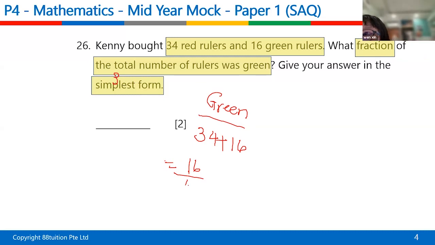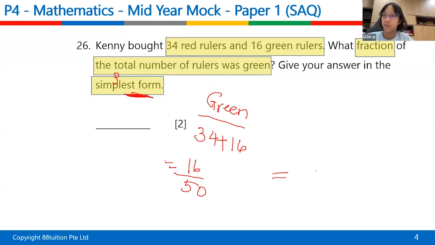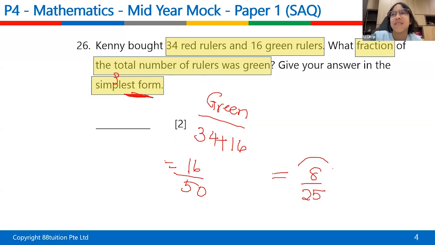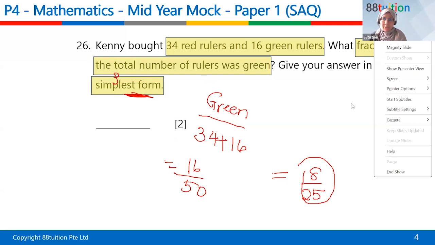50. All right. So remember, the question is asking you for the simplest form. So what is 16 over 50 in its simplest form? Anybody? Divide by 2. Yeah, divide by 2. 16 divided by 2 is 8. 50 divided by 2 is 25. So my final answer would be 8 over 25. Okay. Was this an easy question?